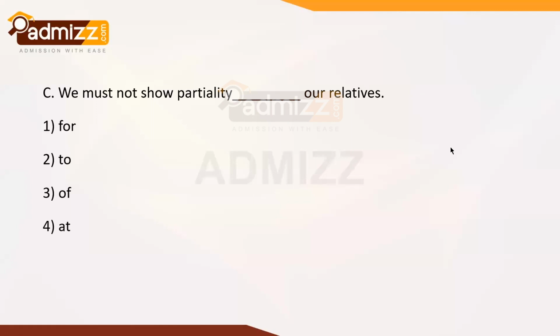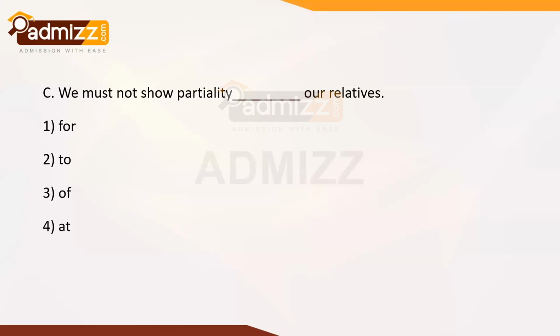Samjana, Ajay. Yep, everyone's saying two. The correct answer is two only. We must not show partiality to our relatives, right? So "to" is the correct preposition here because, as I mentioned before, there's no real golden rule. It just comes from deliberate practice, right?